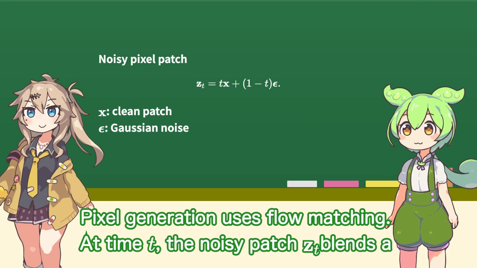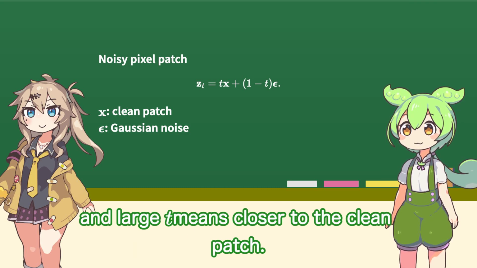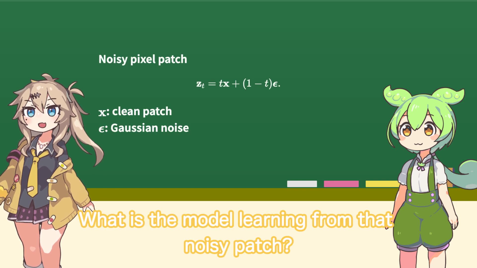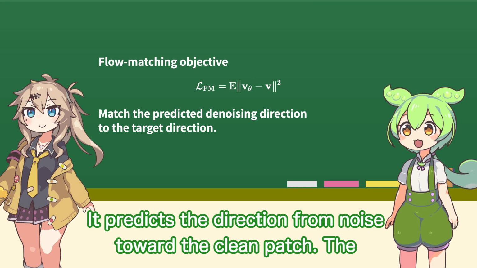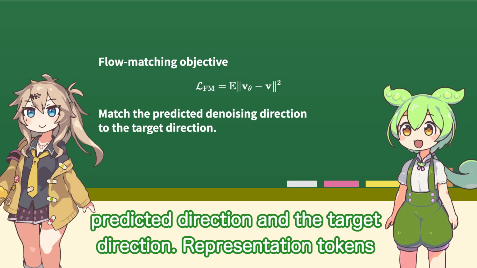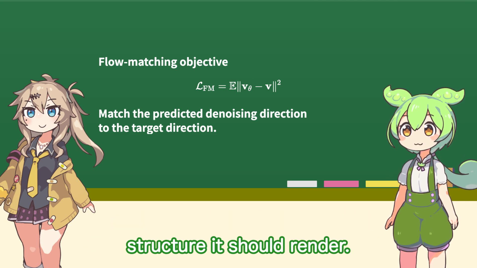Pixel generation uses flow matching. At time t, the noisy patch x sub t blends a clean image patch x with cosine noise epsilon. Small t means mostly noise, and large t means closer to the clean patch. What is the model learning from that noisy patch? It predicts the direction from noise toward the clean patch. The flow matching loss penalizes the squared difference between the predicted direction and the target direction. Representation tokens matter because they tell this denoising process which high-level structure it should render.